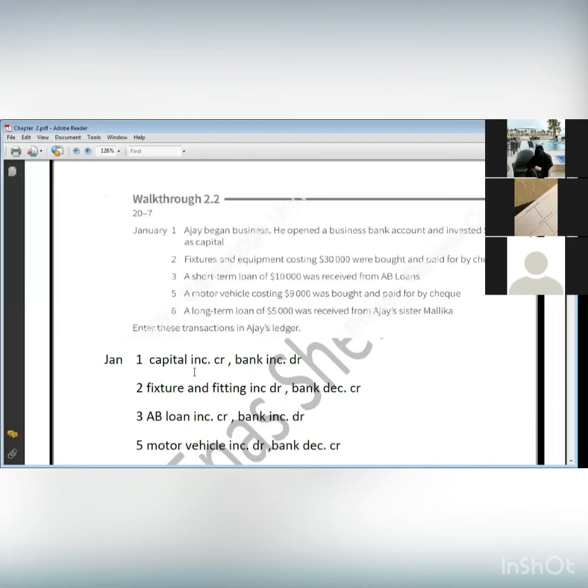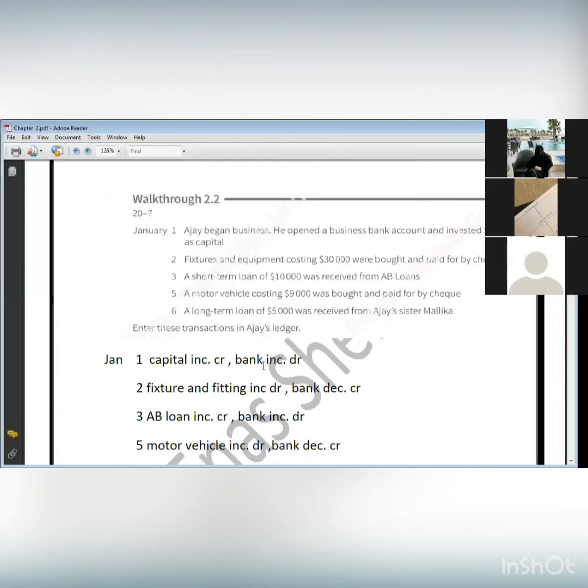So I know that on Jan 1, I have an increase in capital and it will be on the credit side. What's the other account? We said for any transaction, we have to have two accounts. Now, ask yourself, where did he put this money? He opened a business bank account. So he put it in the bank. What happened to the bank? The bank will increase. Increase means debit or credit for bank? Bank is an asset, so it's debit. So when it increases, it remains debit.